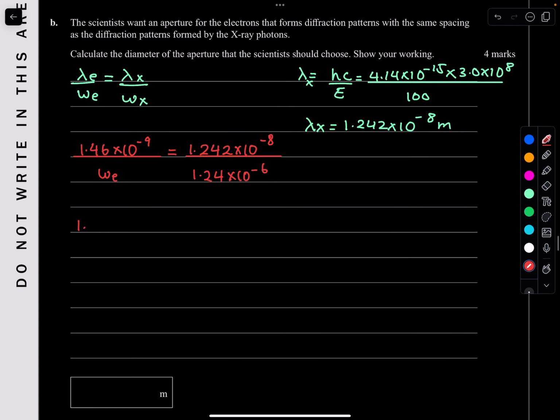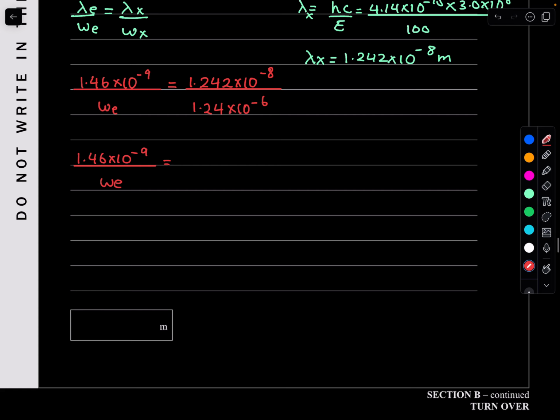Let me rewrite that. So 1.46 times 10 to the negative 9, all divided by your width of the electron. So the right-hand side gives me 1.242 times 10 to the negative 8 divided by 1.24 times 10 to the negative 6, which is basically 0.0016. Hence your width is basically 1.46 times 10 to the negative 9, all being divided by that number. Beautiful.